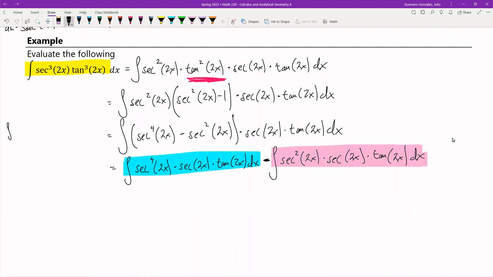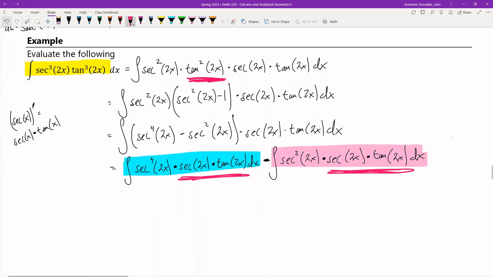The derivative of secant of x, if I wanted to take it, is equal to secant of x times tangent of x. This is what we're going to need now. Notice that everything in here is a power of secant, and the derivative of secant is in both. So both of these are going to be nice u substitutions.